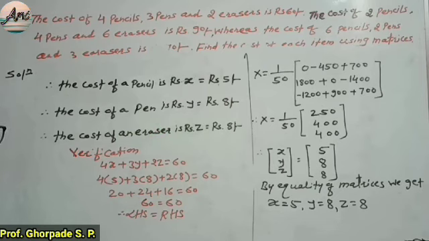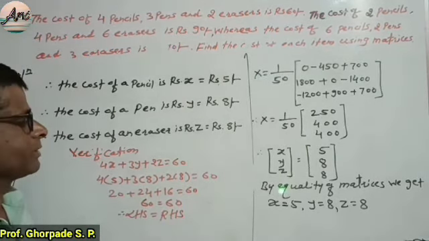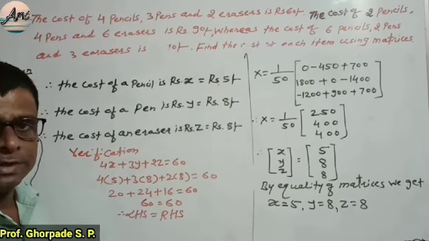Now we can do the verification. Take any one of the equations: 4x plus 3y plus 2z equal to 60. So x is 5, y is 8, z is 8. 4 times 5 is 20, 3 times 8 is 24, 2 times 8 is 16. 16 plus 24 is 40, plus 20 is 60. 60 equal to 60. So LHS is equal to RHS. That means whatever the values of x, y and z we got, they are 100% correct.